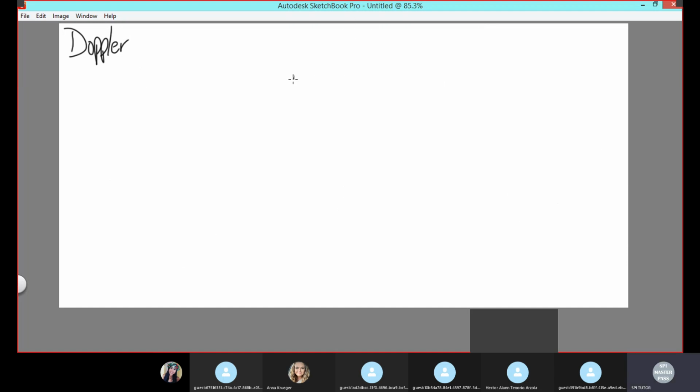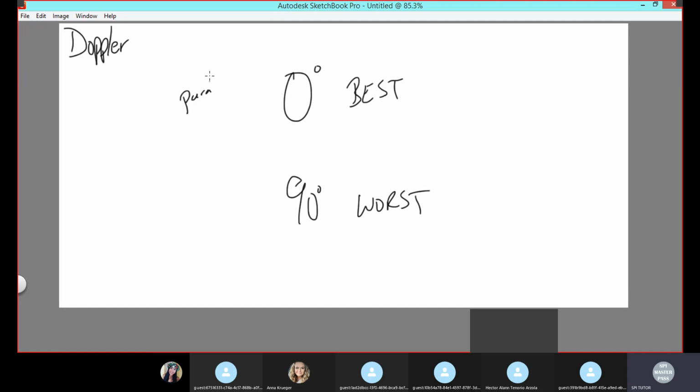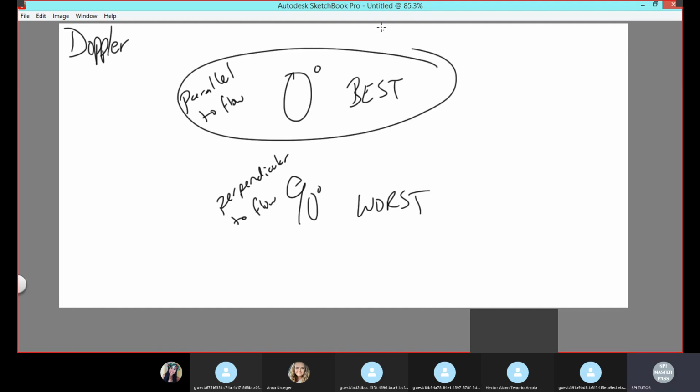The best angle is 0 degrees. The worst angle is 90 degrees. This is considered parallel to flow. You're going in the same direction as flow. And this is considered perpendicular to flow. We'll talk about 90 again, but it's perpendicular versus parallel. Fun fact, when you're in Doppler looking at movement, this is what you want.